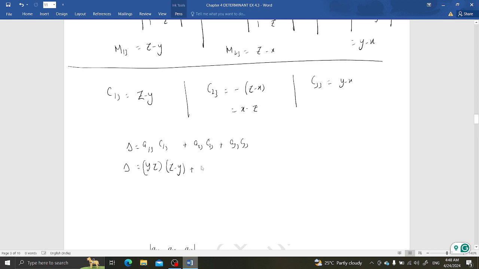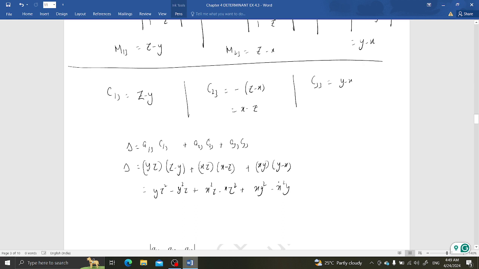A23 is XZ, multiply with X minus Z. And at last A33 is XY, multiply with Y minus X. Now multiply inside. Here we are getting YZ square, here Y square Z, here X square Z, here XZ square, here XY square, okay, and here minus X square Y.